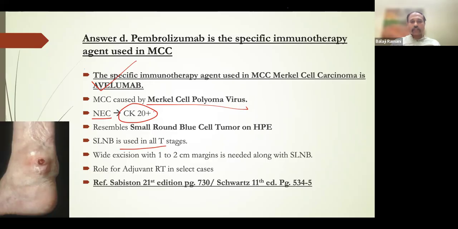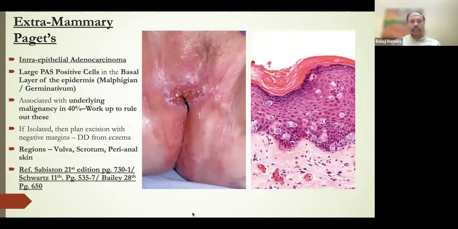And SLNB is used in all T stages. Same thing, 1 to 2 centimeter wide margins, along with SLNB, role for adjuvant RT in select cases. This is all pretty similar. Basically, it's like a melanoma of the soft parts. It is a soft tissue tumor. More of a nodular lesion will be found, not pigmented. So that is the characteristic thing. So avelumab is the specific drug which will be used in the management of these particular patients.